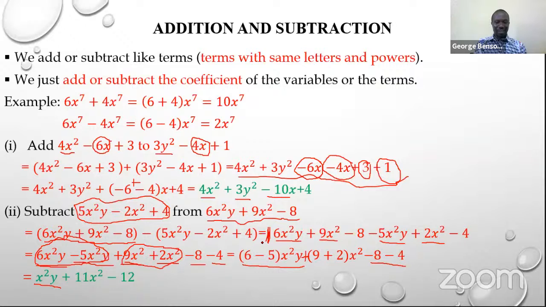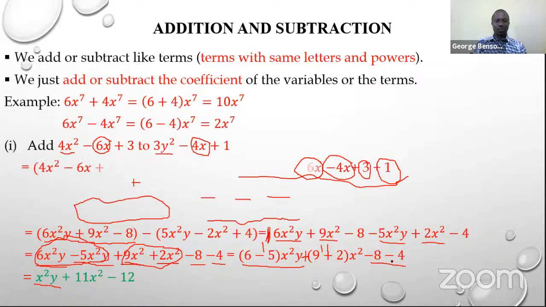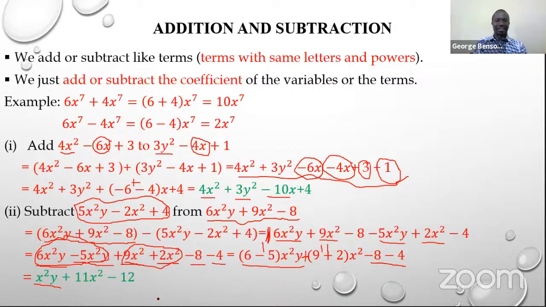So you see, this is giving us 1, but we shall not write the 1. And this is giving us 11. So because it's 11, we write 11x squared. Then minus 8 minus 4 is going to give us minus 12. Is that okay? So that's why we have the final answer as this one. I hope it's clear.